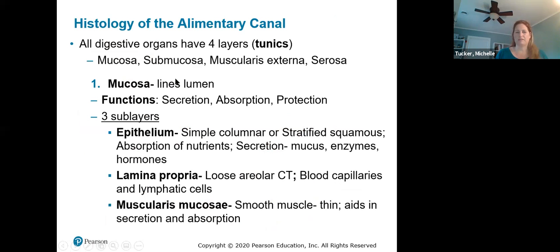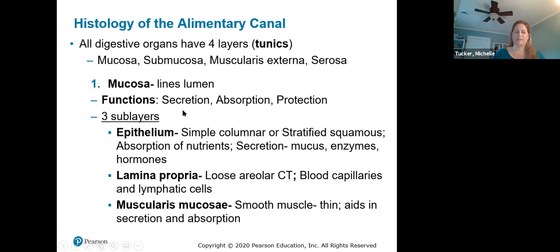The mucosa lines the lumen, and it has 3 functions: secretion, absorption, and protection. Depending on what organ we're talking about, like the mouth or the esophagus, it's going to be higher on that level of protection. When we get to the jejunum and the ileum, that's going to be more important for absorption. So the ratios of these functions do change.